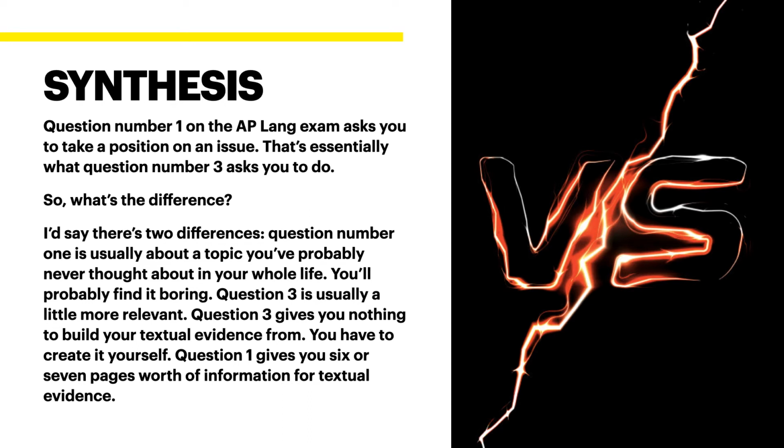The other huge difference is that question number 3 gives you nothing to build your textual evidence off of. That's why we learned about the CHORS acronym. You have to come up with everything on your own. Whereas question number 1, the synthesis, will give you 6 or 7 sources to build your argument from.